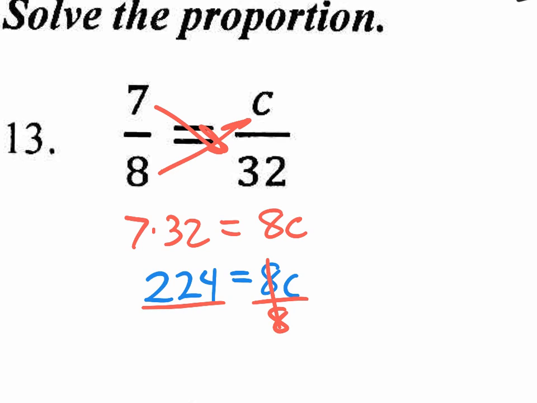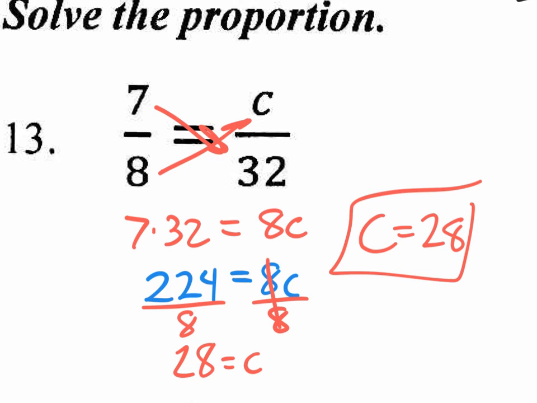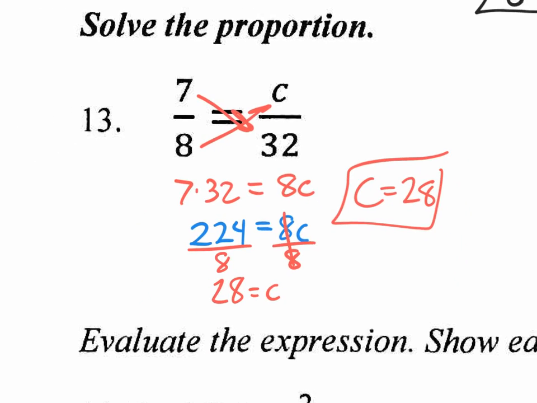no, I'm saying on the quiz, or on the midterm, you're gonna have a calculator, so don't worry about it. 224 divided by 8, 28. That's what C is. C equals 28. Let the calculator do the work for you.